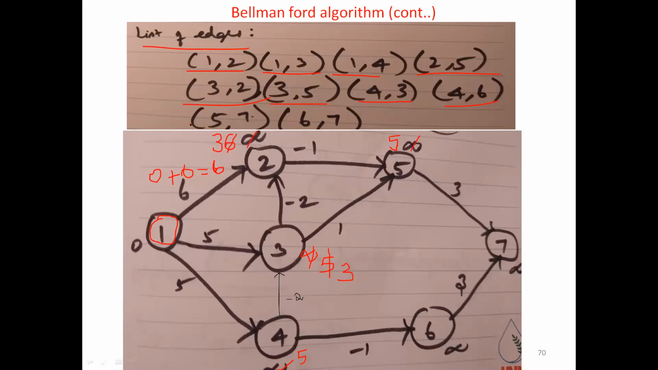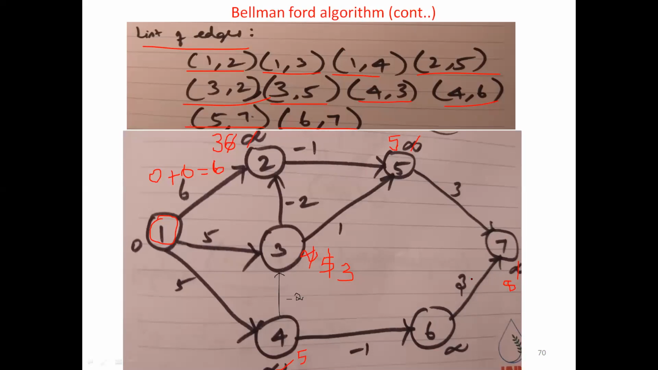Next 5 comma 7. So 5 comma 7 is 1. 5 plus 3 is 8. Infinity is there, so we can make it 8. The 8 is lesser than infinity. Then 6 comma 7. Have we left any?